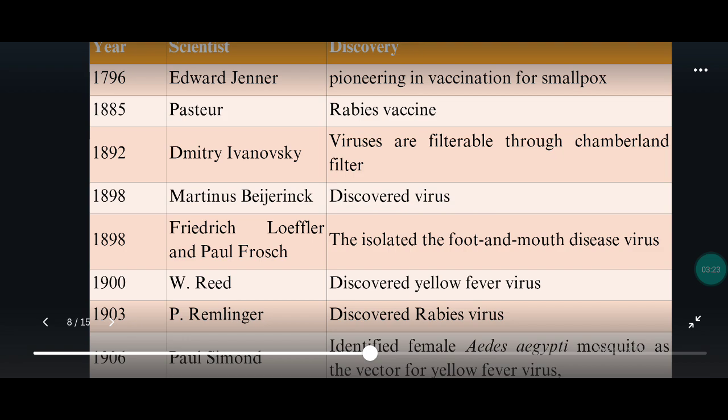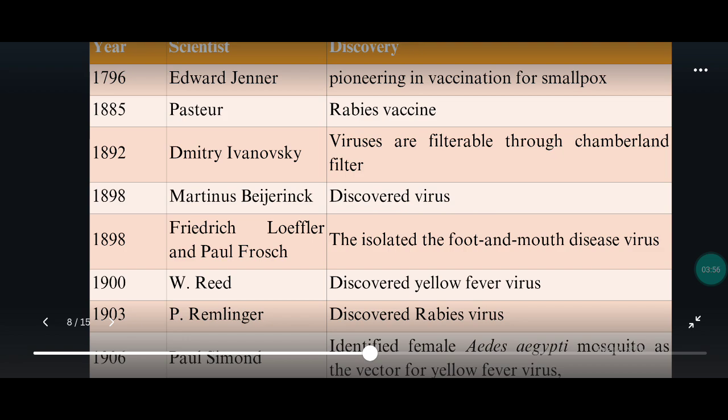The major contributions in virology are: in 1796, Edward Jenner pioneered vaccination for smallpox. In 1885, Louis Pasteur developed the rabies vaccine. In 1892, Dmitry Ivanovsky identified that viruses are filterable agents which can pass through Chamberland filters. In 1896, Martinus Beijerinck, father of virology, discovered viruses. In 1896, Friedrich Loeffler and Paul Frosch isolated foot and mouth disease virus.